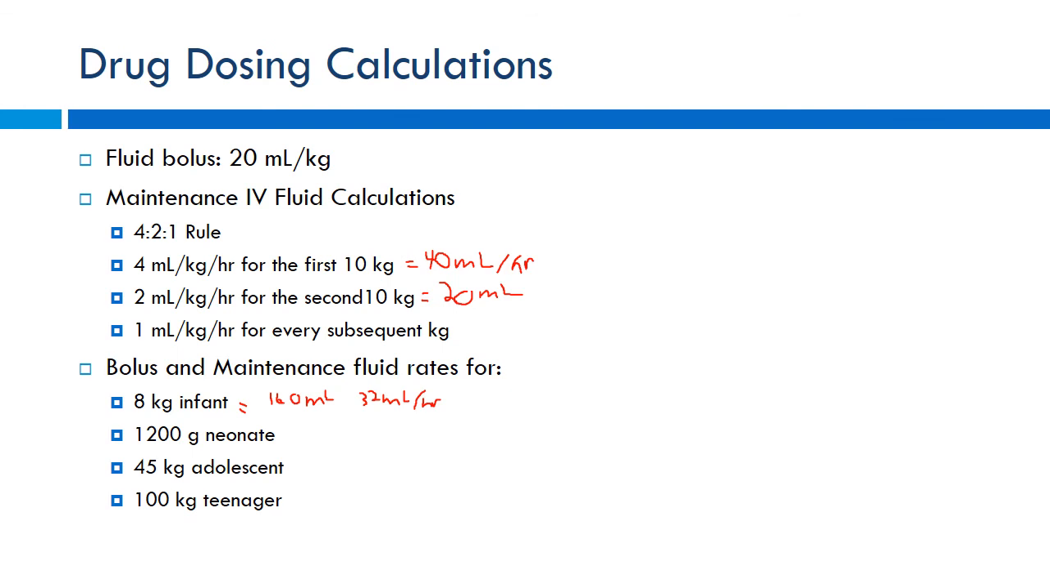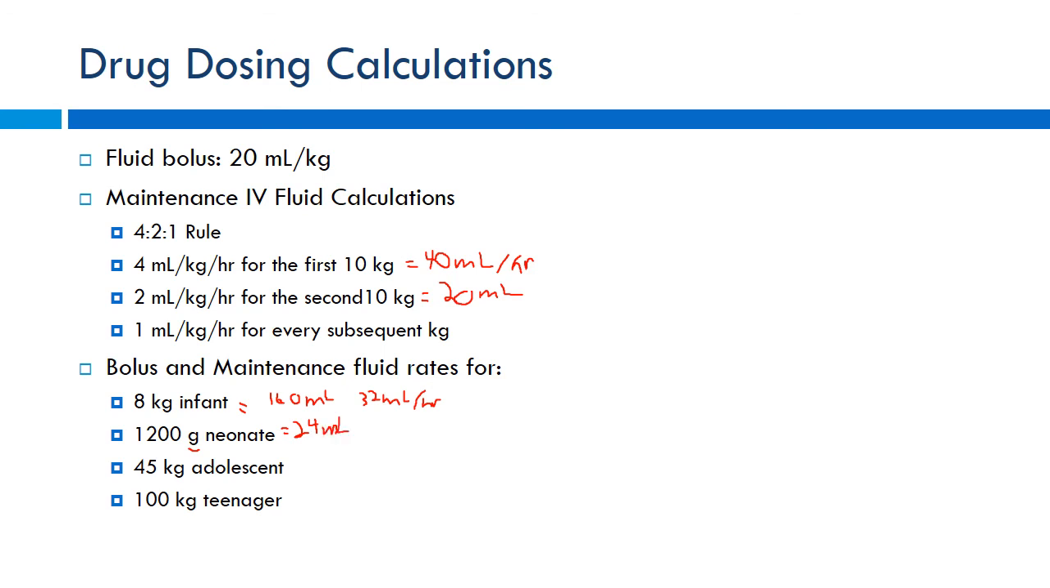Okay, so moving on, next we have the 1,200 gram neonate. Keep in mind this is in grams, which means that the patient actually weighs 1.2 kilograms. So if I wanted to figure out his fluid bolus, I would do 1.2 times 20. And for this little guy, the fluid bolus would be 24 mLs. Usually give this over half an hour to an hour or so.